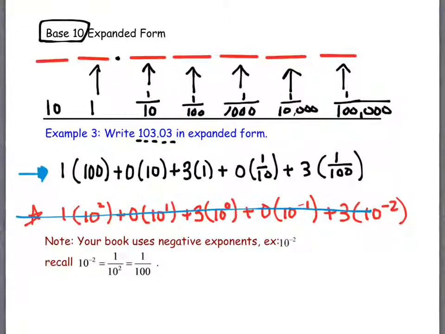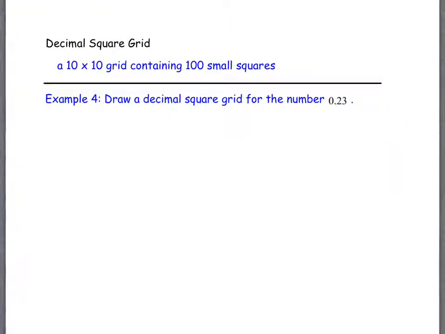Okay. We're going to talk about drawing a square grid. A decimal square grid is a 10 by 10 grid that contains 100 small squares. So we're going to draw a decimal square grid for the number 0.23 or 23 hundredths, right? So the way this works is you're going to draw yourself a large square and you're going to split it into 10 rows and 10 columns, all right?